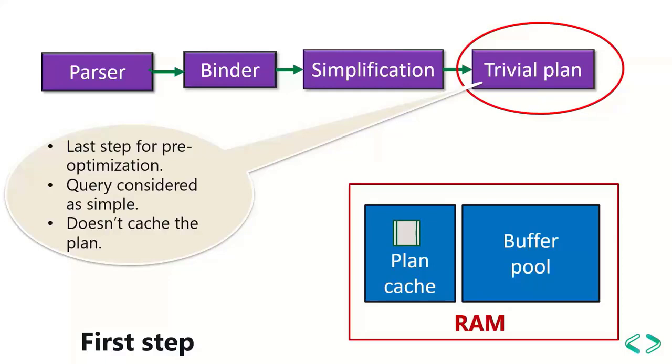But what if our query is not so simple? What if our query has 10 tables in it with complicated logic? Then SQL Server will identify that as a complicated query, and it wants to create the full plan for it. So that particular query will now be sent to the second step inside the relational engine.